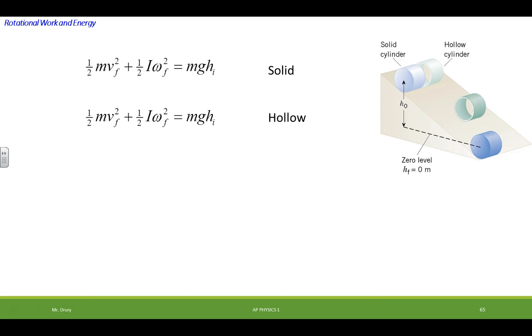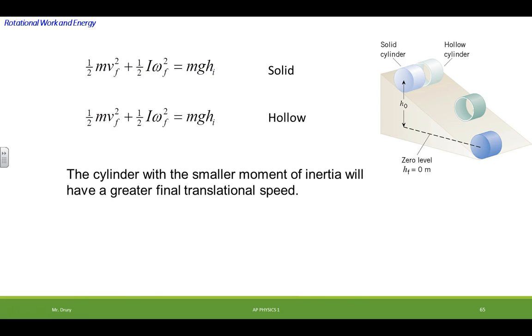So there's the two equations again. And really, it's not that hard to understand. The one that will have the greater translational kinetic energy on the bottom has to be the one that has the smallest I. By having a smaller I, you're going to have more of your energy stored as translational and less of it as rotational.